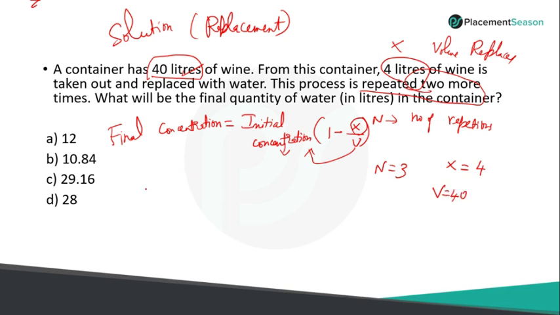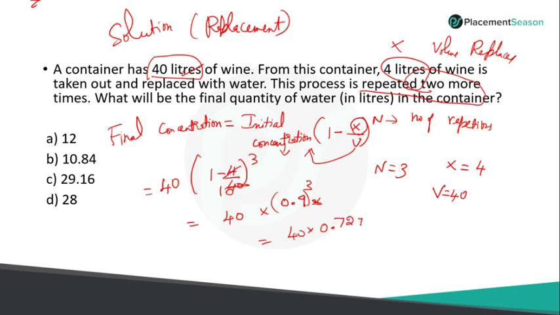Okay. So try to apply the formula: 40 into (1 minus 4 by 40) whole power 3. So 40 into, what is 4 by 40? 1 by 10. So what is 1 minus 1 by 10? 9 by 10. So what is 9 by 10? 0.9 whole cube. Which is 40 into 0.9 cube, which is 0.729. So the answer is, we do the calculations, it is 29.16. But read the question carefully.